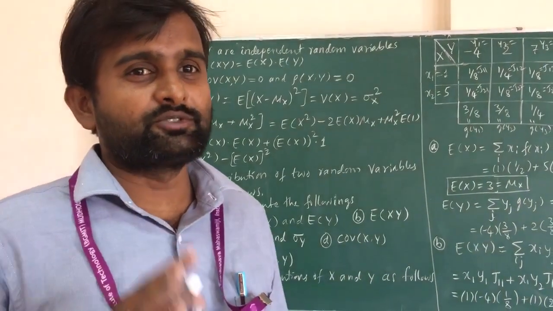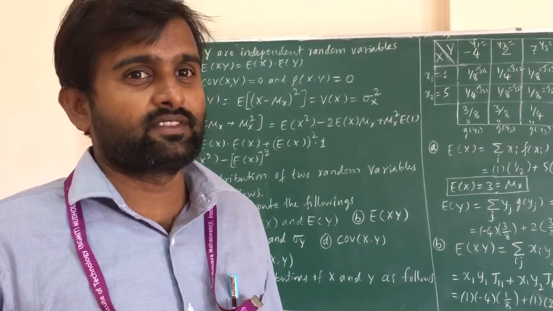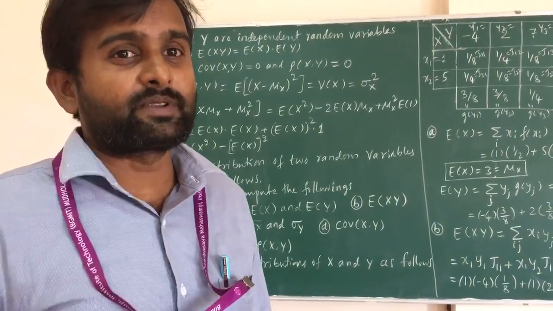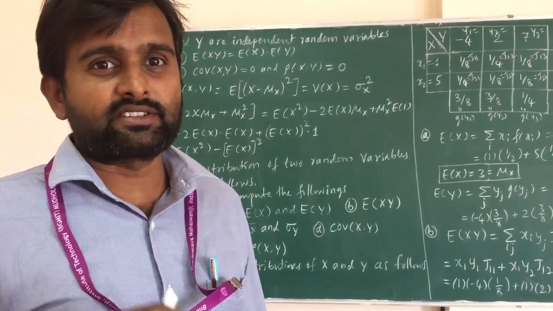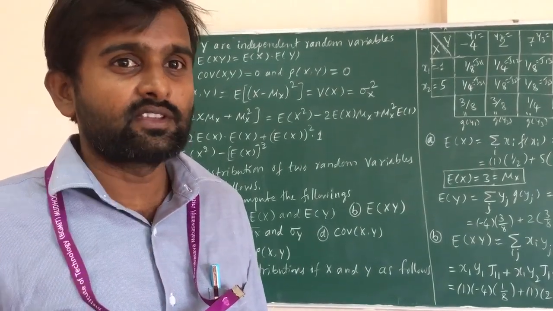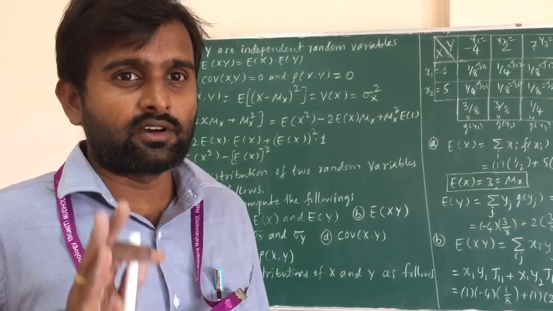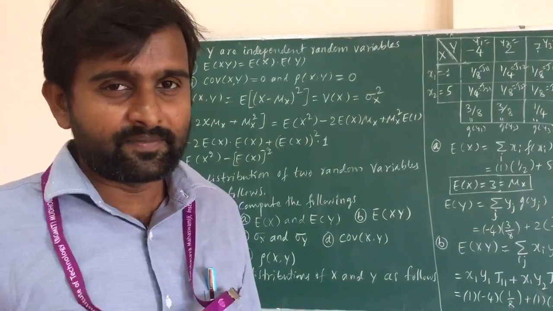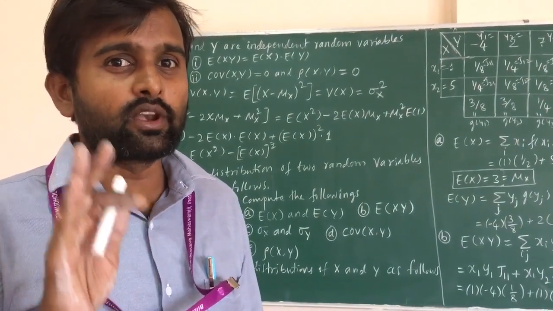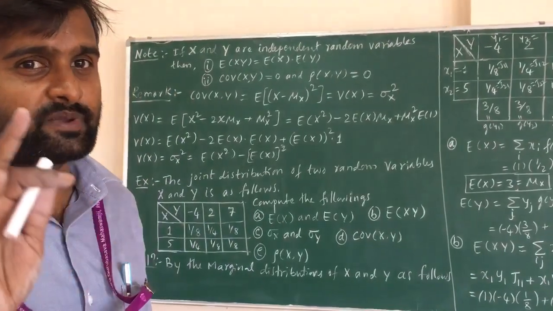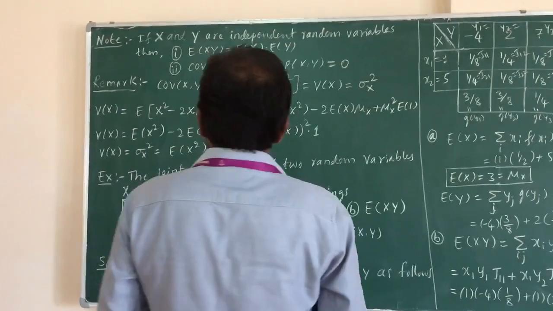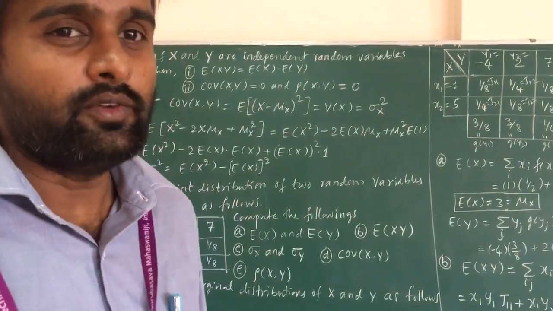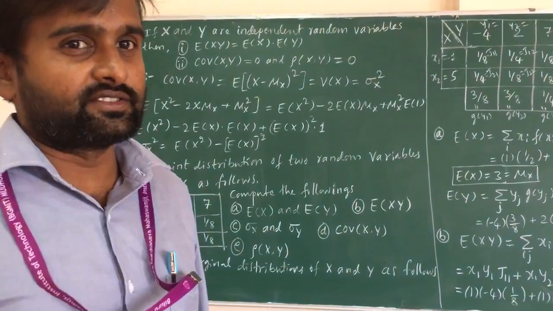In yesterday's video we saw the basics of joint probability, as well as some expressions: expectation of random variables x and y, covariance of x and y, variance of x and y, and similarly correlation of x and y. We saw these expressions yesterday. Today's video is a continuation of yesterday's.